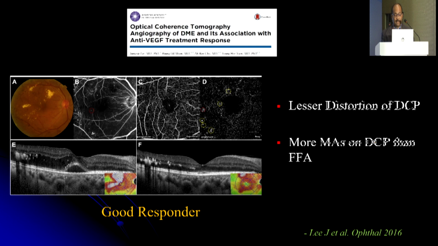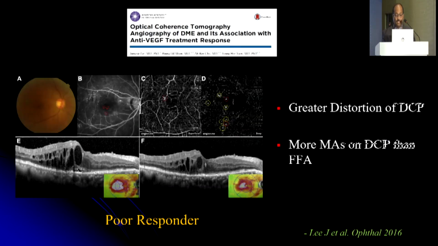So you see here a good responder, an example with lesser distortion of the deep capillary plexus and more microaneurysms being shown on DCP than the fluorescein angiography. Similarly, in a poor responder, there was greater distortion of DCP, and again more microaneurysms on DCP than FFA.